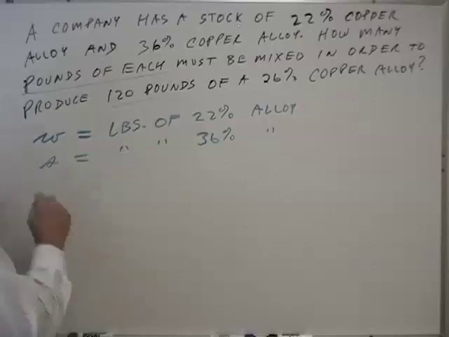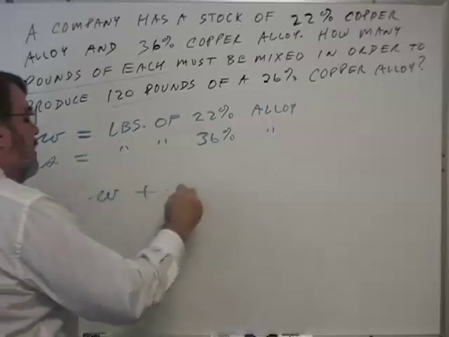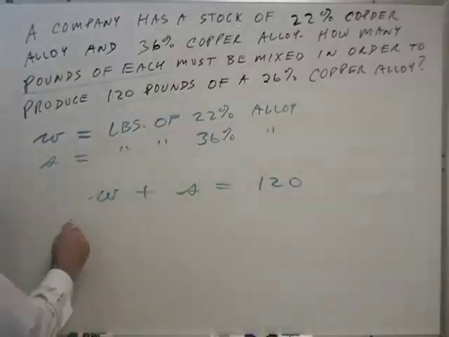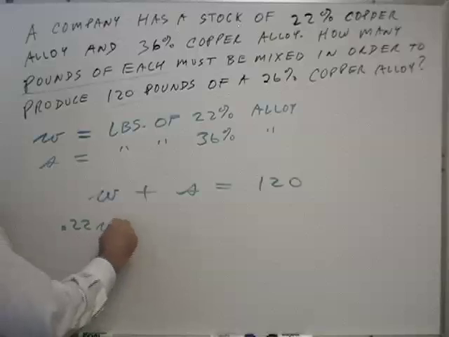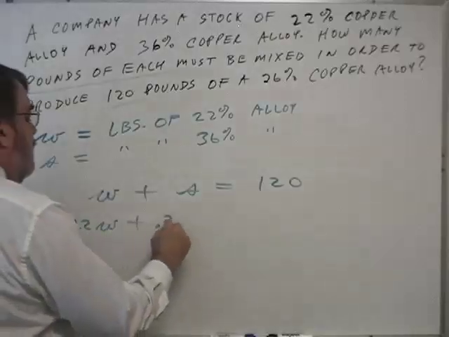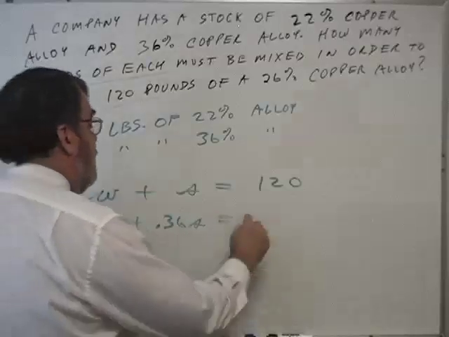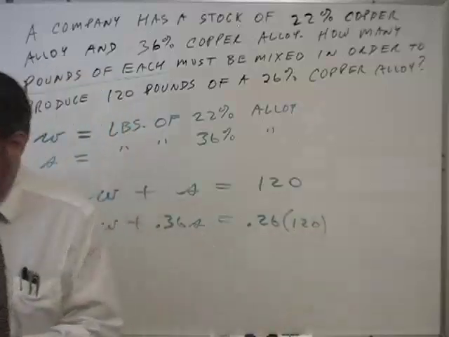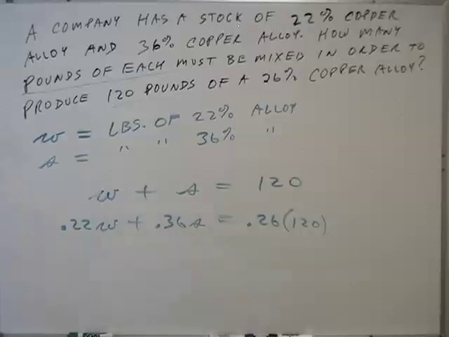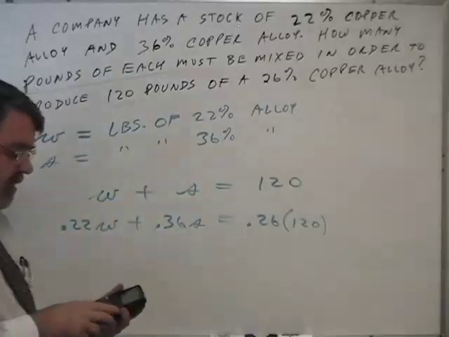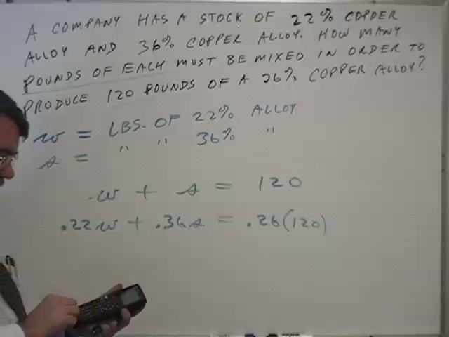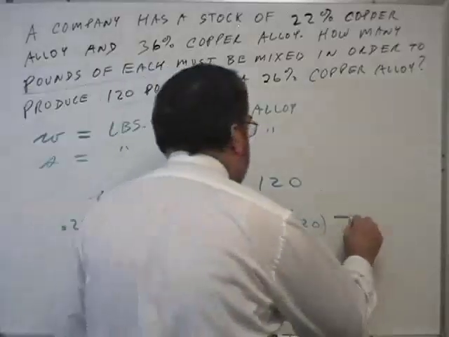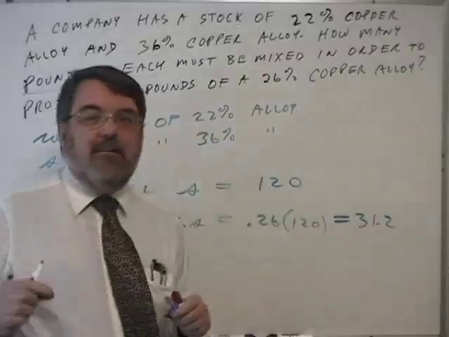So what did we have? We had W plus S equals 120. We had 0.22 W plus 0.36 S equals 0.26 times 120. And we can simplify the right side there. So 0.26 times 120 is 31.2. So the right side is 31.2, and again, this would be pounds of pure copper.